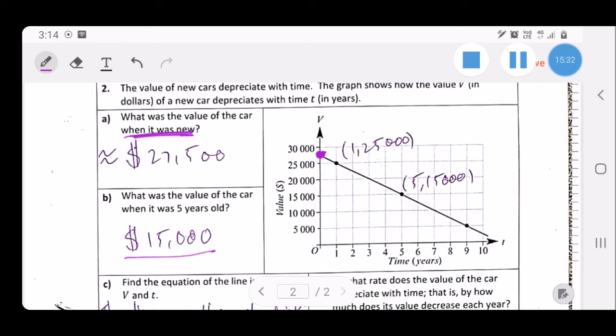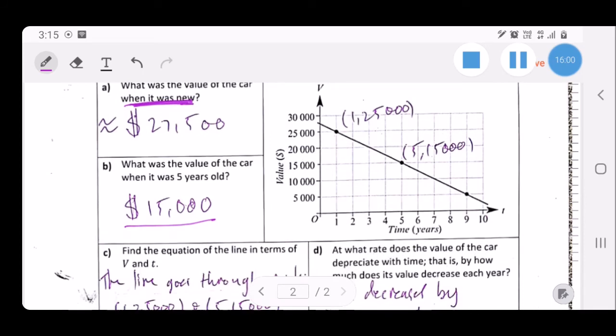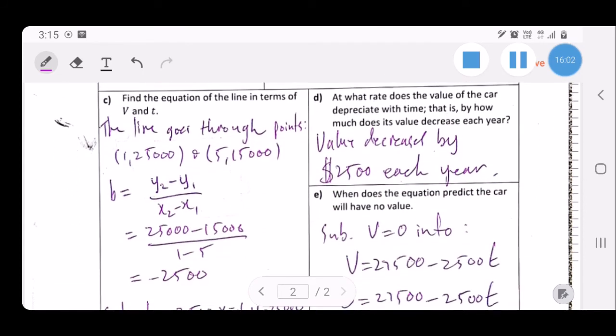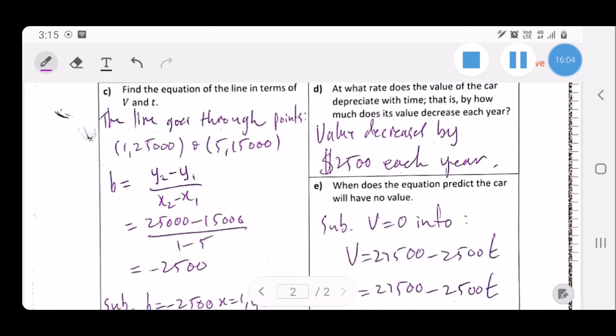And so what I'm going to do is I'm going to use these values here that I am pretty sure are exact. I'm going to use those to find the gradient, and then using the gradient, I'm going to then find the y-intercept. And I'm pretty sure it's going to turn out to be 27,500. But just to be sort of mathematically strict, I am going to do it this way, all right? Trying to set a good example here. All right, so find the equation of the line.